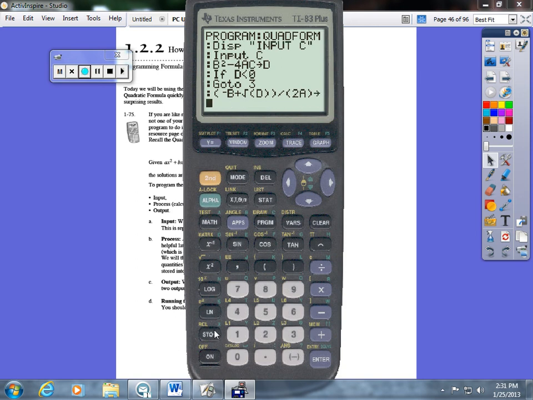And we're going to store that to a variable. Let's call it whatever you want. I'm going to call it r. Enter. Now there's a second answer, right? So every quadratic has two answers.